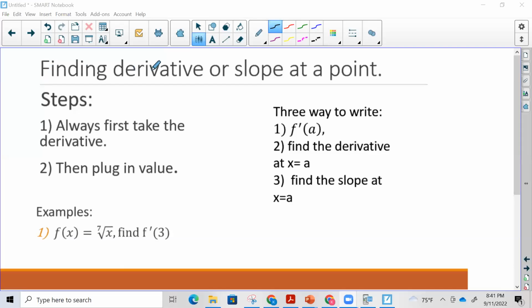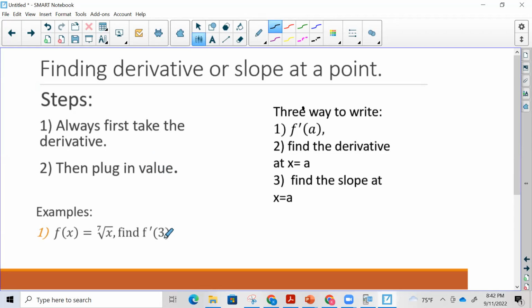So in this video, we are going to look at using the power rule, but we're going to find the derivative or slope at a specific point. The main thing is that when you're finding it at a specific point, like when it says, here's my function and I want f prime of 3, or find the derivative at x equals blank, you always take the derivative first and then you plug in the x value.